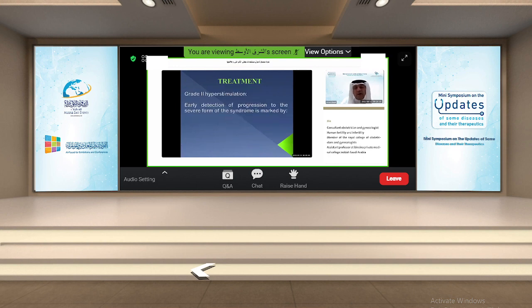Again, early detection of progression to the severe form can be manifested by continuous weight gain, increased severity of the existing symptoms, and appearance of new symptoms. And the lady will have symptoms of vomiting, diarrhea, and dyspnea.